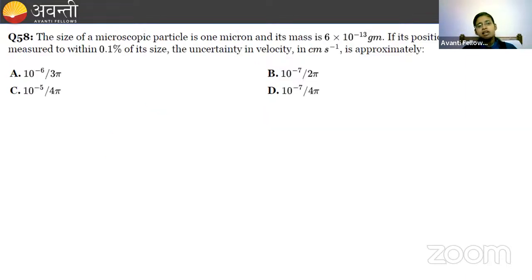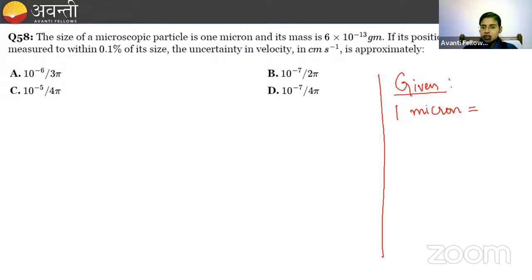The size of a microscopic particle is 1 micron and its mass is 6 into 10 to the power minus 13 gram. So let me write the given values. The size of the microscopic particle is 1 micron, and 1 micron means 10 to the power minus 4 centimeter. This is the size. And the mass is equal to 6 into 10 to the power minus 13 gram.